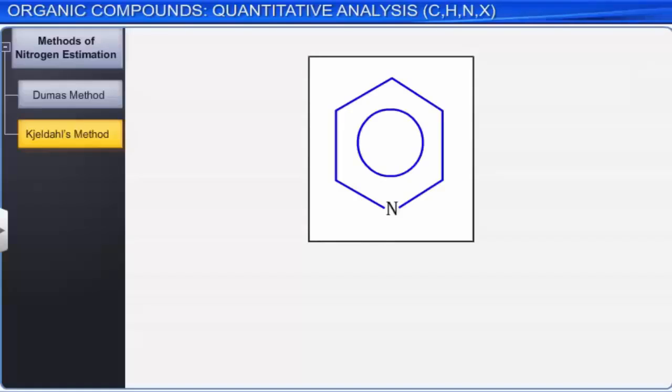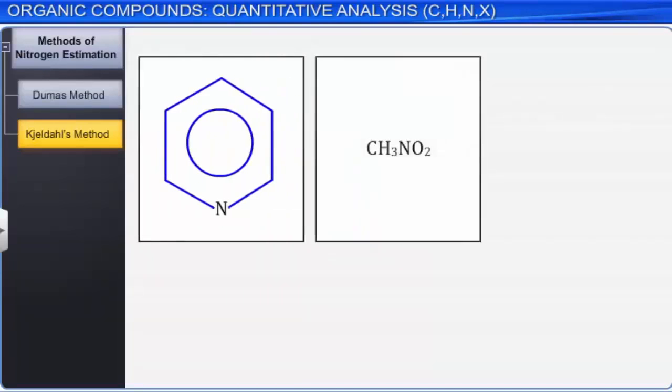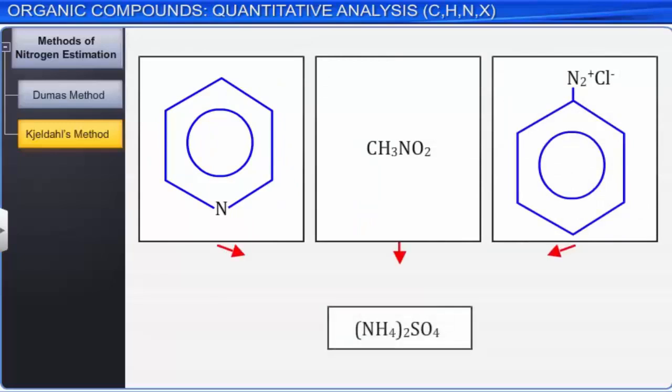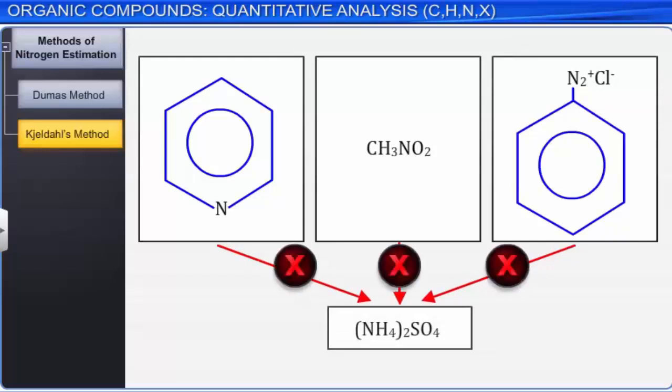It is important to note that Kjeldahl method is not applicable when nitrogen is present in the ring, as well as in nitro and azo compounds. This is because the nitrogen of these compounds does not change to ammonium sulfate under these conditions.